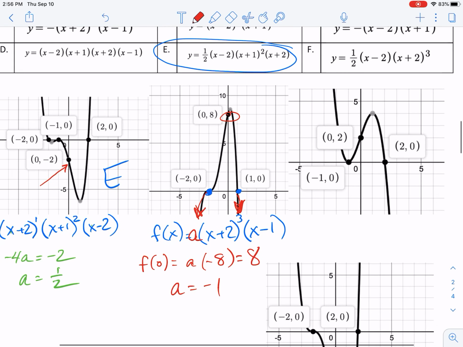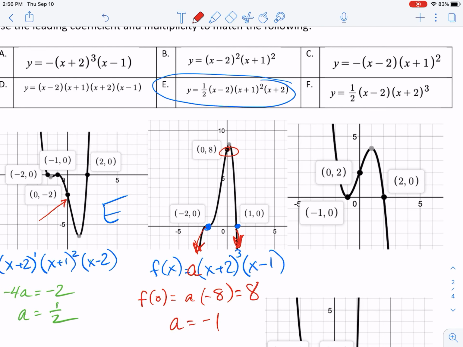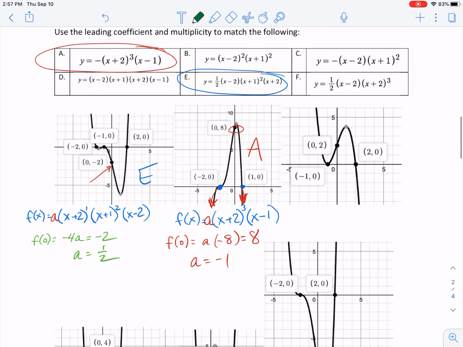Okay, so that got a little messy, but let's see which one we want to pick. I see an x plus 2 cubed and an x minus 1 and a negative out front. This one right here is A. All right, cruising right along. Now, hit pause. See if you can do these last 3 without me. I will keep going, but this is your chance to see what you know and then go back and double check. So hit pause.